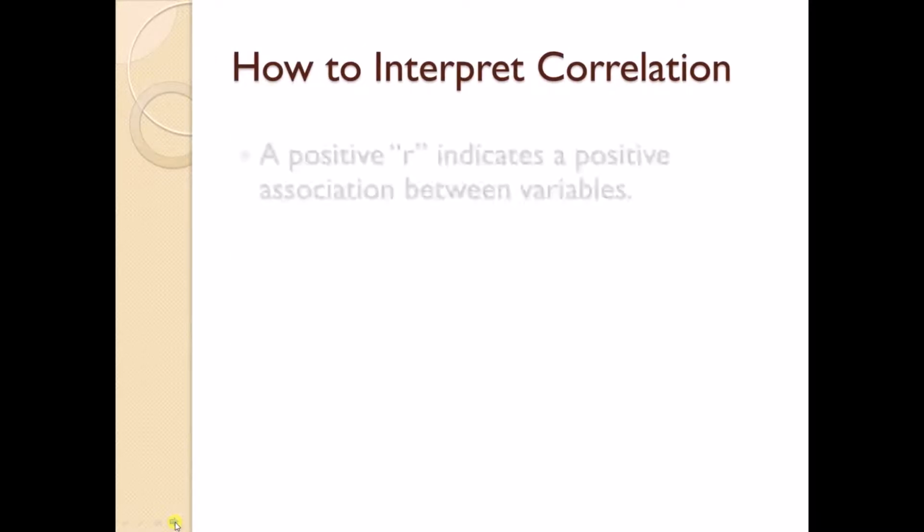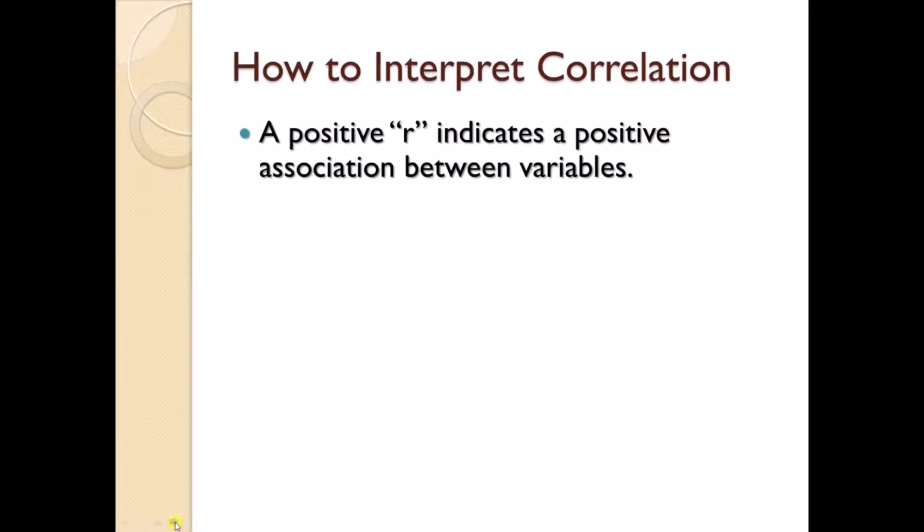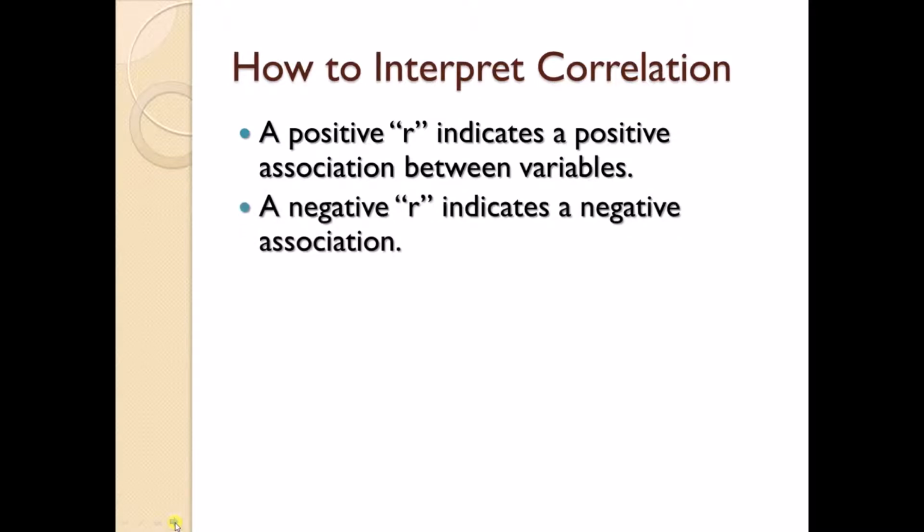So how to interpret this? A positive R value indicates a positive association between the variables. And you notice I didn't say a positive R value indicates a positive correlation between variables, because that's a misuse of the term. A negative R indicates a negative association.